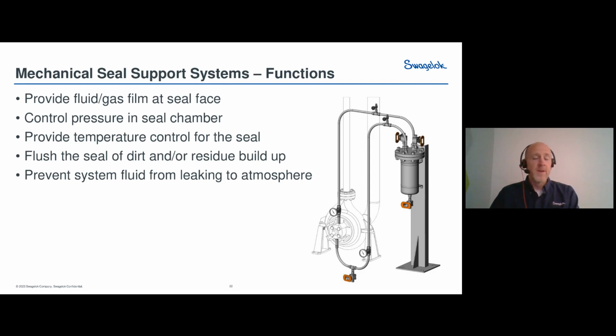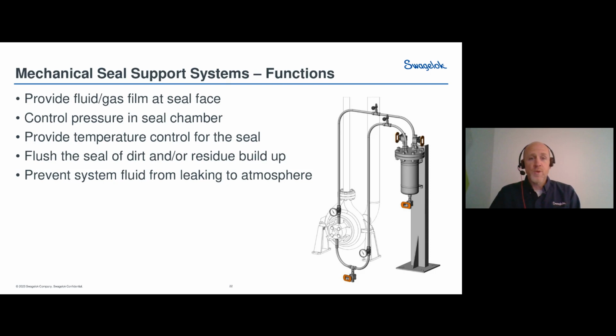We're looking to make sure that there is a fluid film between the faces of the seal. Now, that could be a thin film of liquid, it could be a thin film of gas, but we want to have that film between the rotating seal face and the stationary seal face in order to reduce that friction and control that heat. It also helps control the pressure in the seal chamber. So being able to control that pressure can help you to control that fluid film and can help you to control the leakage that actually gets past the seal.